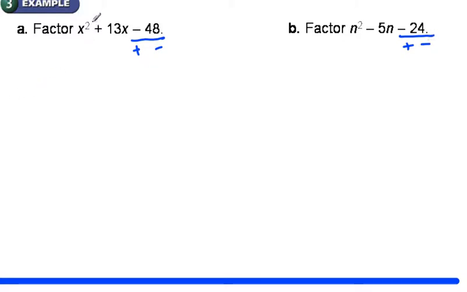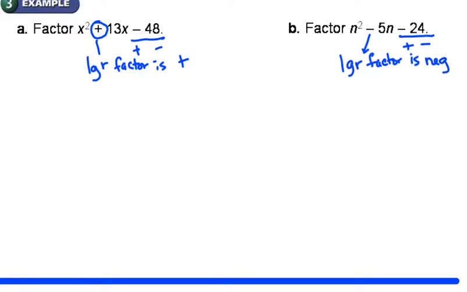So we look at this sign. All right, this one tells me that the larger factor has to be positive. This one tells me the larger factor is negative, right? So if your last term is negative, then you know you're going to have two different signs, and the larger factor will have the same sign as the middle term, okay? All right, so let's go ahead and do A.